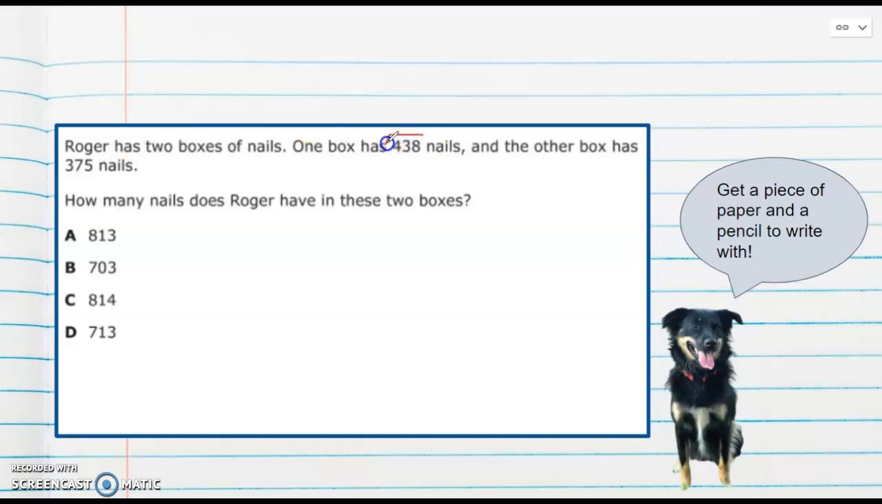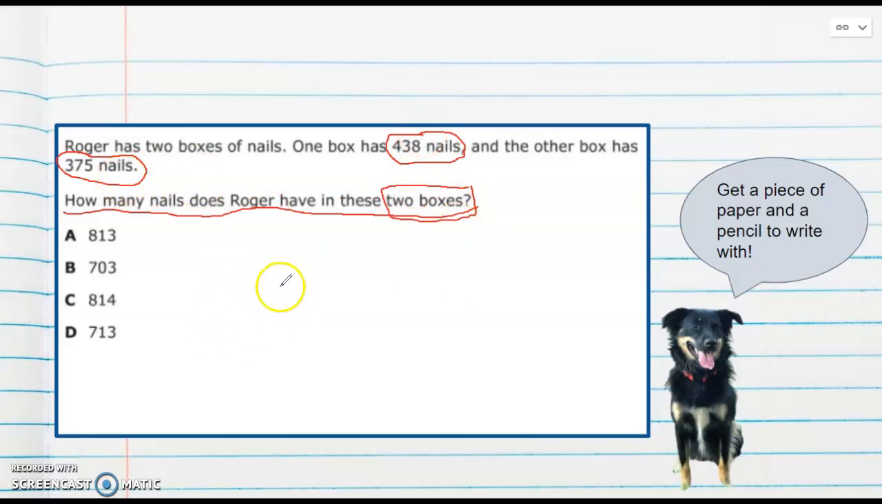So we have 438 nails, and we have 375 nails. Then we want to underline our question. How many nails does Roger have in these 2 boxes? How many nails does he have in these 2 boxes? Okay, our keyword is going to be in the 2 boxes. That tells us that we are going to add these 2 numbers.